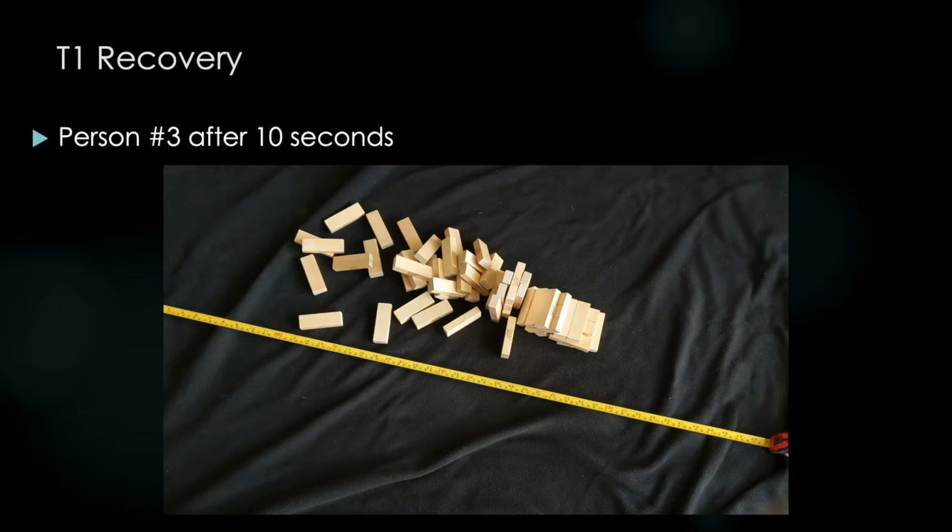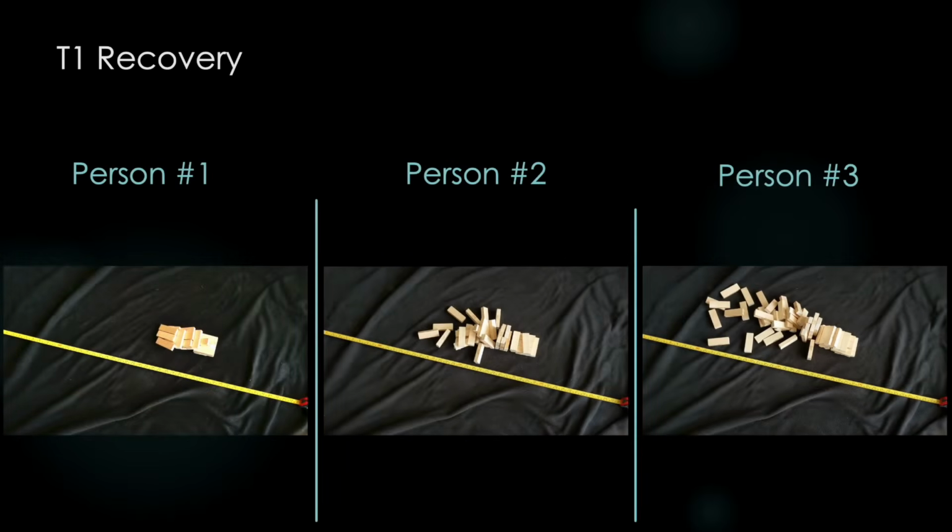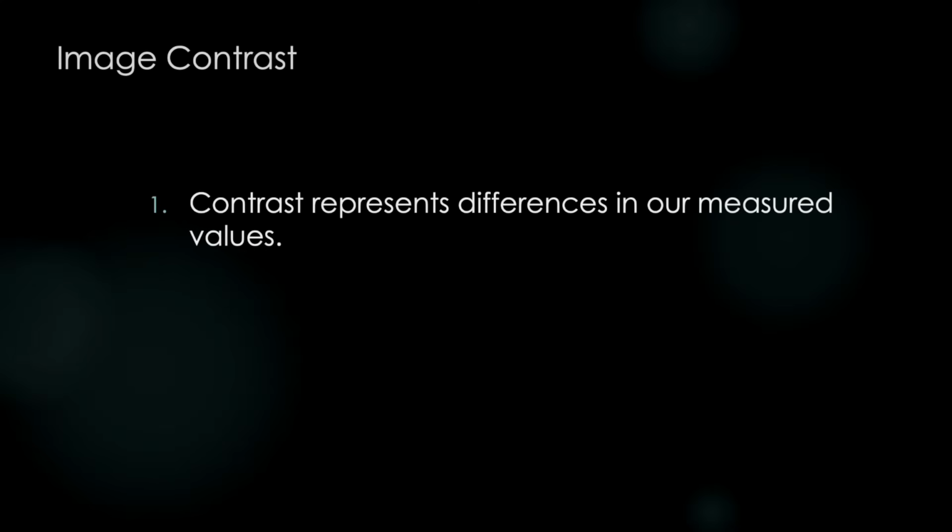So to compare, here is person number 1's tower knocked down after 10 seconds, person number 2's, and person number 3's. We see there is a direct relationship between how fast and tall the tower is built given a set time and how big of a value we measure after knocking it down. So once again, knowing contrast represents differences in our measured values, let's take this wooden block example and apply it to MRI physics.